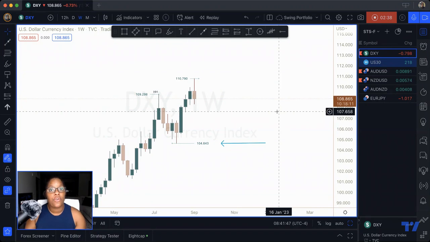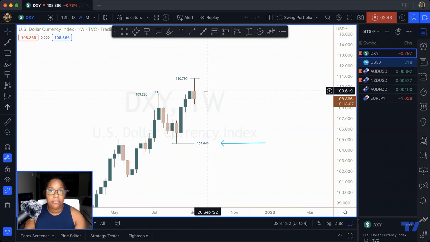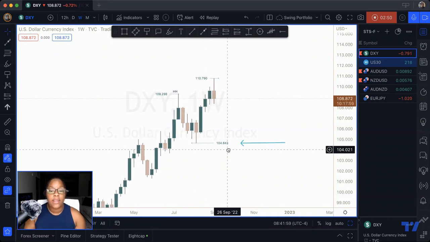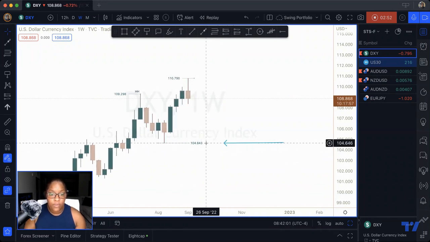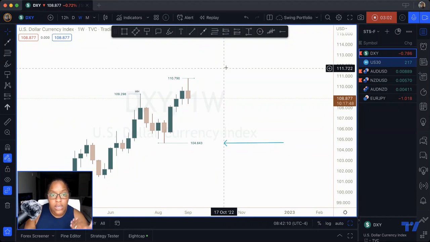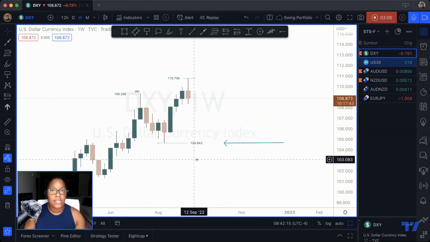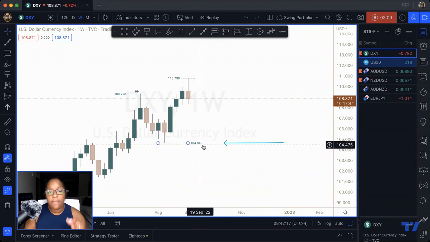So I'm not looking for any long-term sales right now. However, if this week we close bearish like this bearish hammer, we could see price not reverse but pull back and retrace. As long as price stays above 104.643, we could see a pullback. As long as it stays above this price point, then we could see another bullish run with the dollar index. And I'm not looking for reversal. I'm not going to say long-term sales until we pass 104.64.